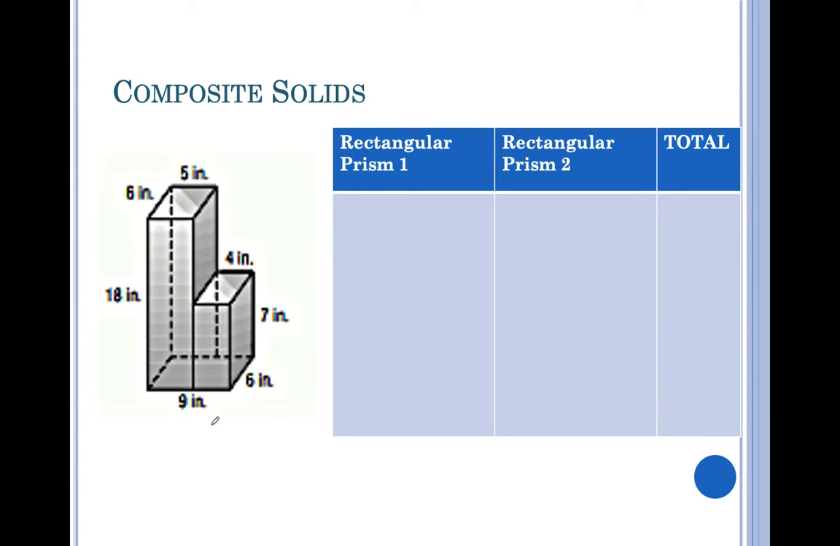Rectangular prism number 1, we are going to use as the one here on the left. We'll call this number 1 and we'll call this little one number 2. To find the volume of a rectangular prism, the formula is length times width times height. So we'll first write down the formula. Then we'll plug in the values for the length, width, and height.